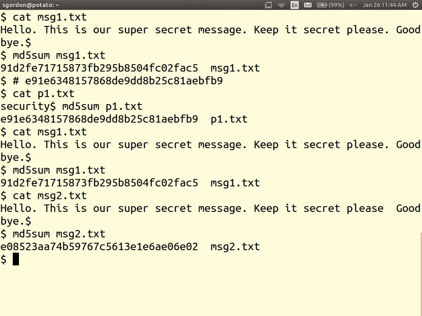There's the hash of message 2. Compare the hash of message 1 and message 2. The two inputs are almost the same, but the two outputs are effectively random. There's no correlation between those two output hash values. So that's a property also of hash functions. Two different inputs, no matter how small the difference is, will produce two different random output hash values.